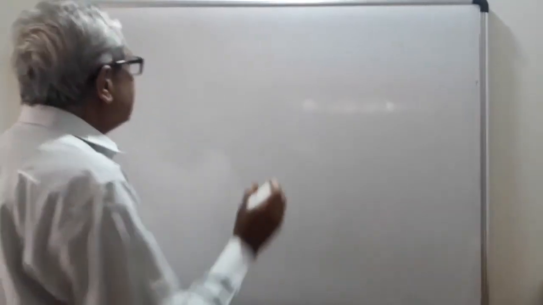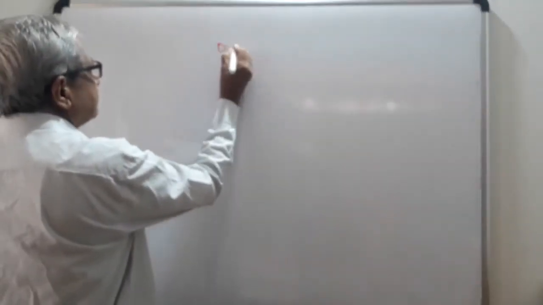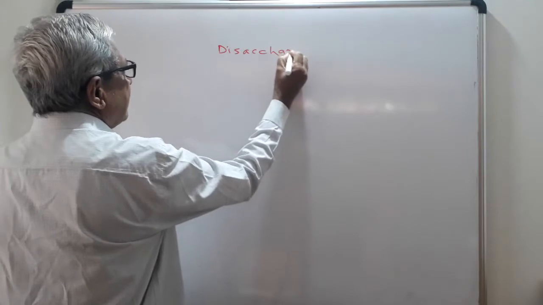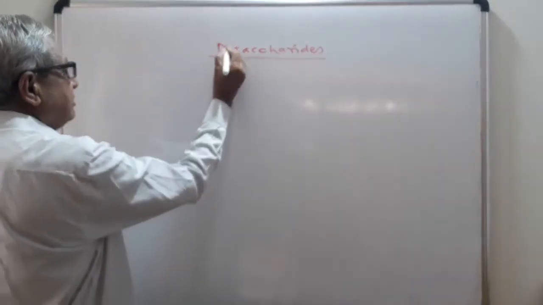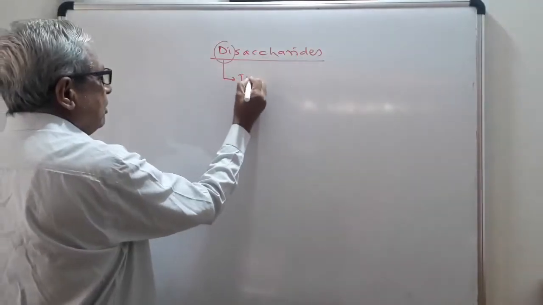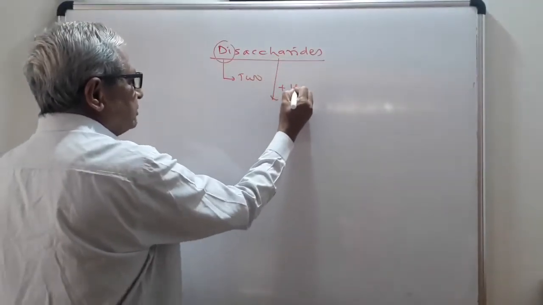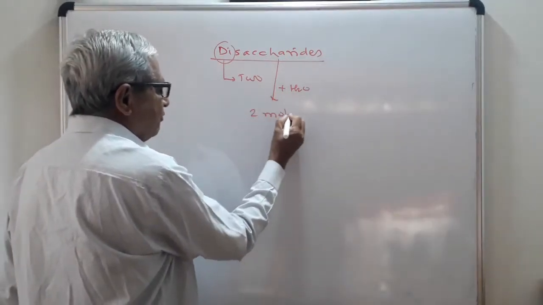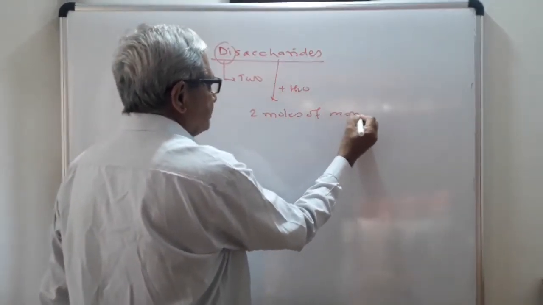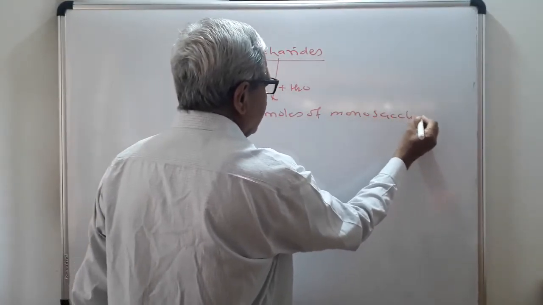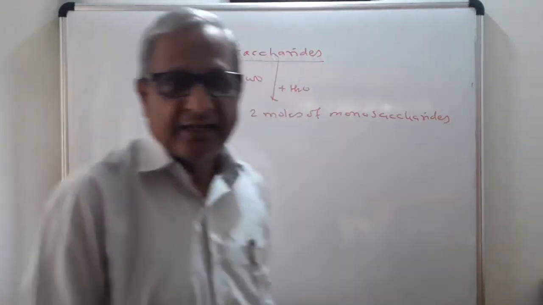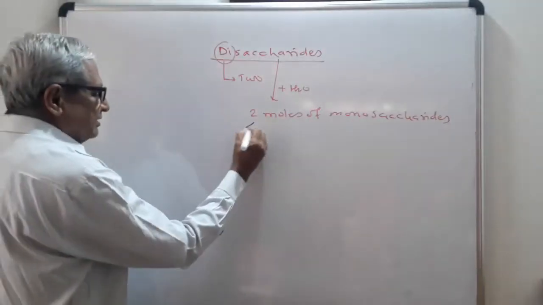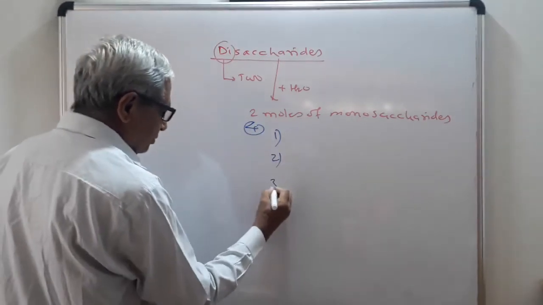In the last lecture, we completed monosaccharides. Today we are going to start disaccharides. So give the title, disaccharides. Di indicates two. So these on hydrolysis give two molecules of monosaccharides. And in this case, you have to learn in detail four disaccharides, 1, 2, 3, 4.